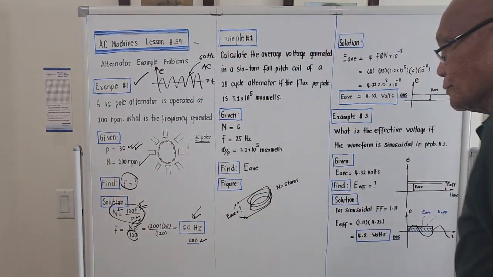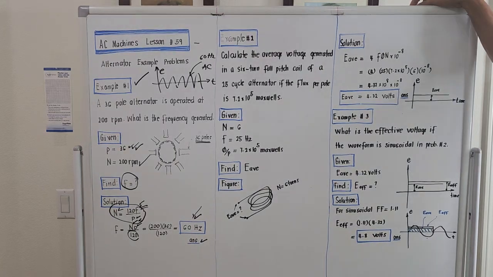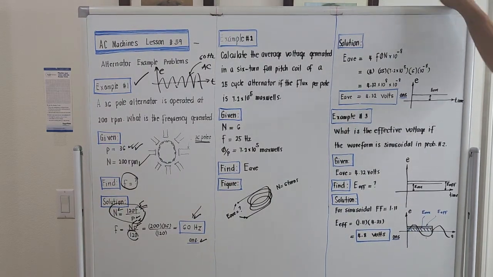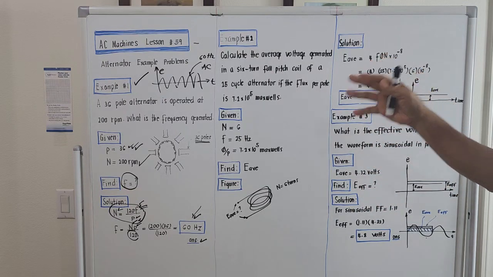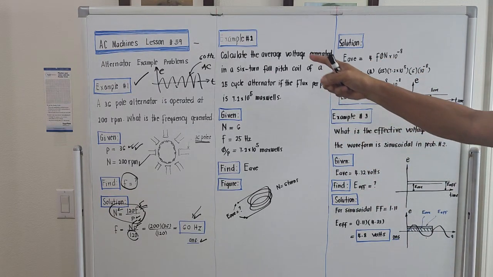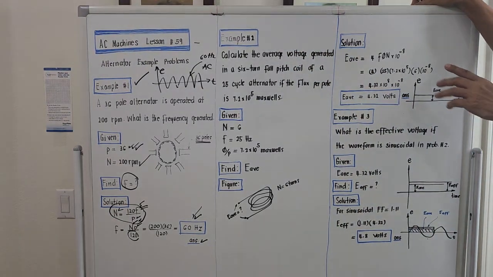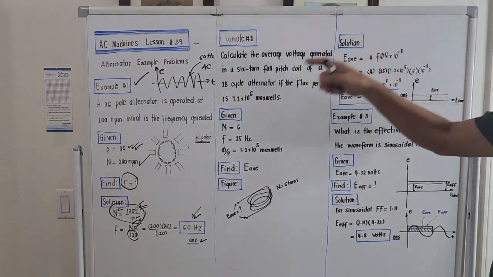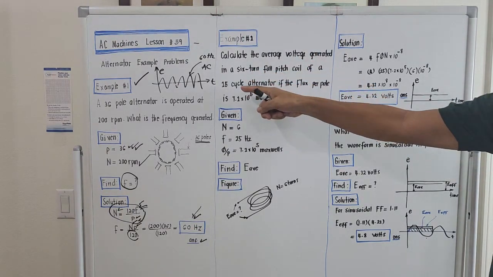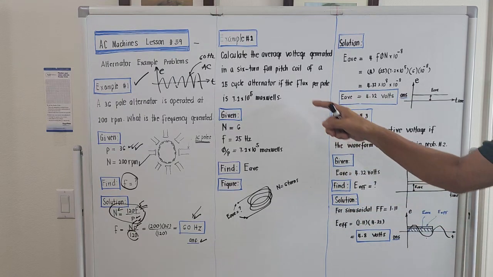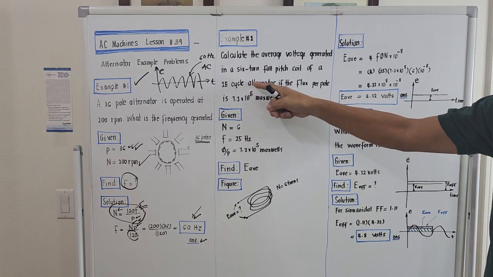Okay, example number 2. Example number 2 is not so complicated, but it involves the formula on how to compute for the generated voltage of an alternator. I will read the problem. Calculate the average voltage generated in a 6-turn pole pitch coil of a 25 cycle alternator if the flux per pole is 7.2 times 10 to the 5 Maxwells.